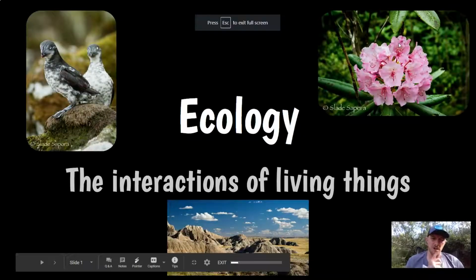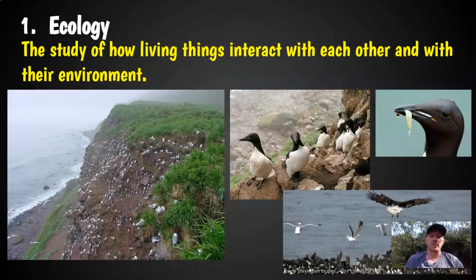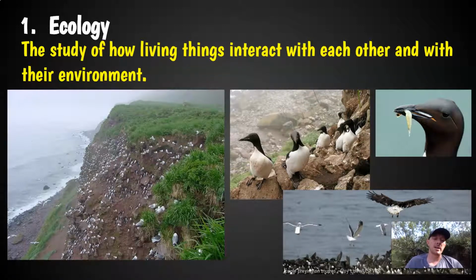So like I said before, ecology is the study of not just living things, that's biology, right? But ecology is a study of the interactions of living things and how these not only shape living things, but then shape the entire world around us that we see. So by definition, it's how living things interact with each other and their environment. Living things are shaped by their environment, and they also shape their environment. It kind of goes both ways.